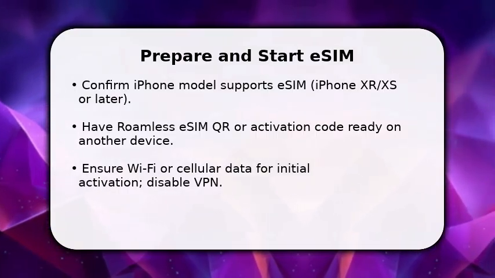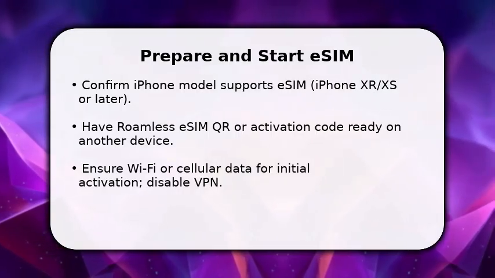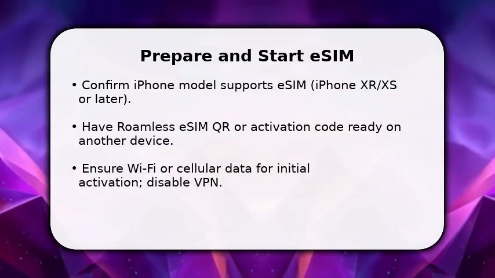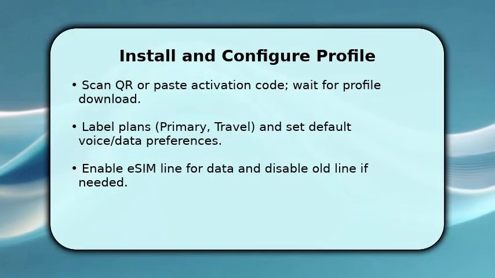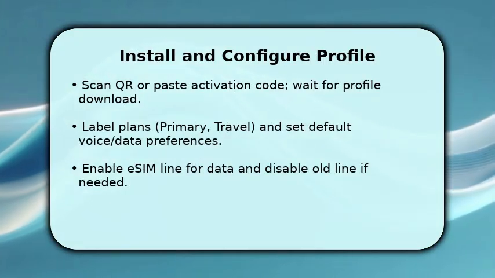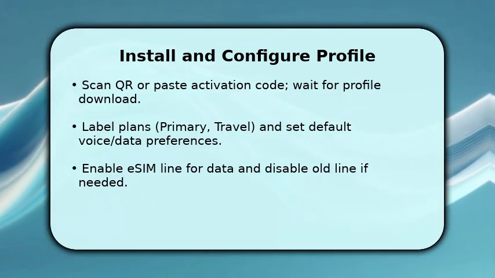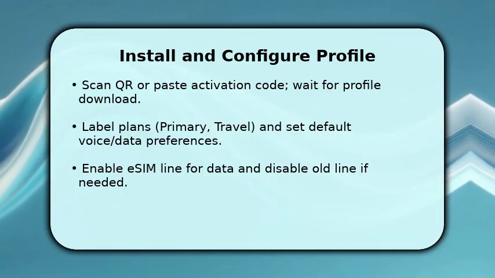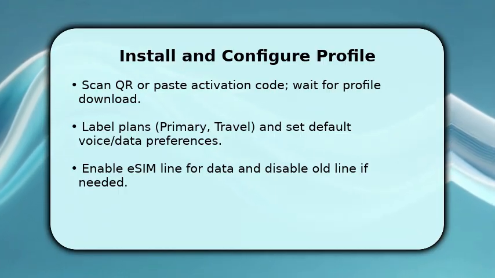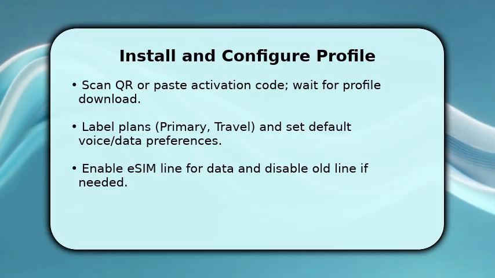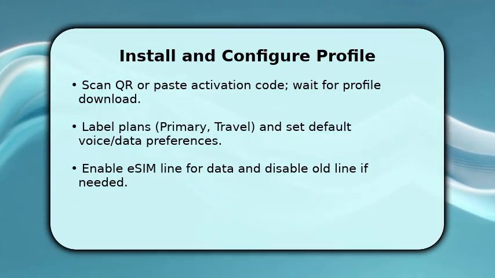This is fast. Follow on-screen prompts and name the plan so you can identify it later. Once the QR is scanned or the activation code entered, the phone will download and install the Roamless eSIM profile. Wait until the profile shows as active. Next, tap the new plan and choose labels, call it Travel or Roamless, so you can manage it quickly.